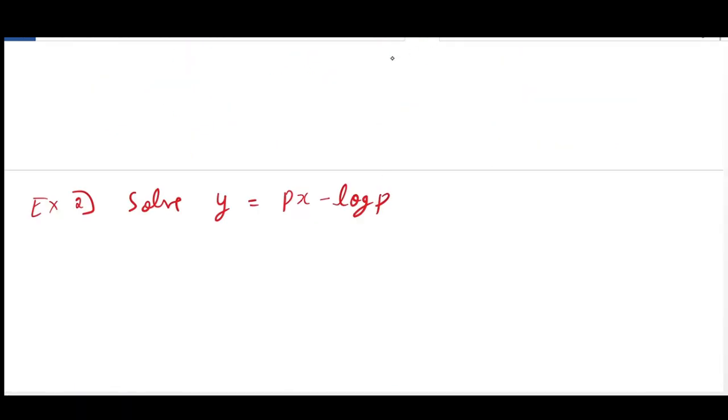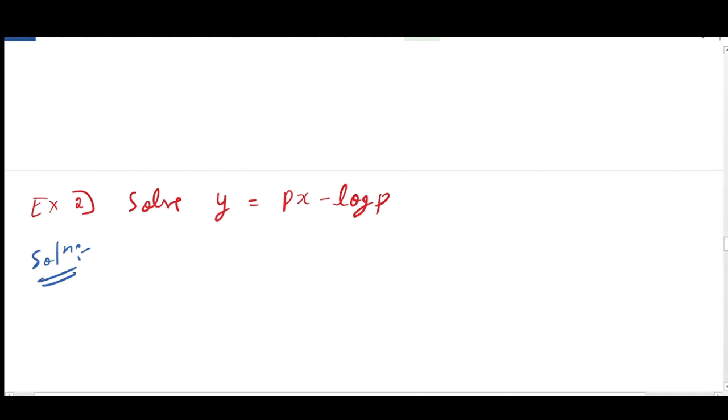Can anyone tell me what is the general solution? Yes, orally you can tell me. Y is equal to cx minus log c, sir. Yes, you will get 2 marks for this. Very simple. Clairaut's equation is very simple to understand. 2 marks directly you got. Okay, can you find now the singular solution? What is the value of p? Find it and tell me. Will you find p? Try it.